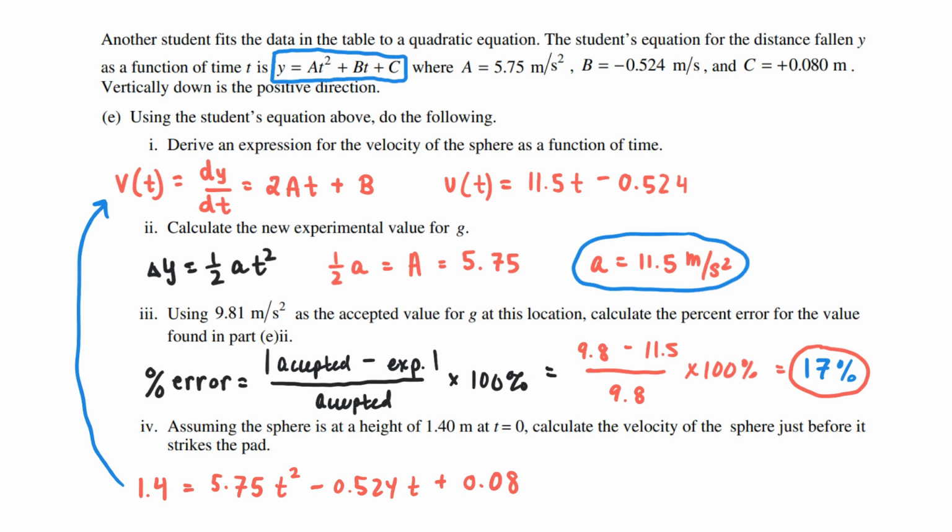So if you solve this as a quadratic, the time that you get comes out to be about 0.53 seconds. And so that time is equal to 0.53 seconds. And the equation for the velocity of this sphere as a function of time is equal to 11.5 t minus 0.524. And so I can plug in 0.53 seconds into that velocity equation to obtain the velocity right when it's going to strike the pad. And when I calculate that velocity, it comes out to be about 5.5 meters per second.